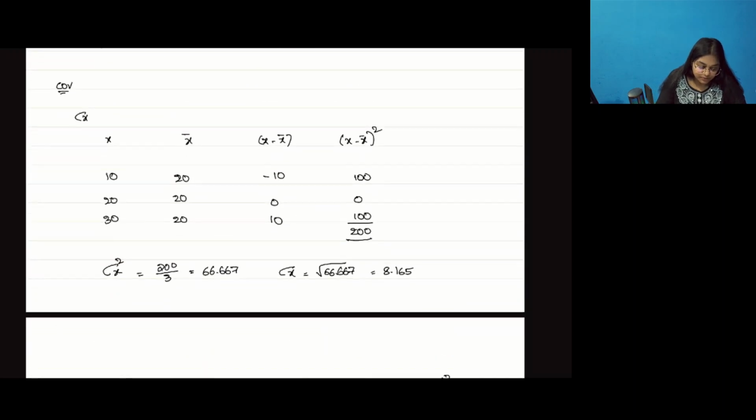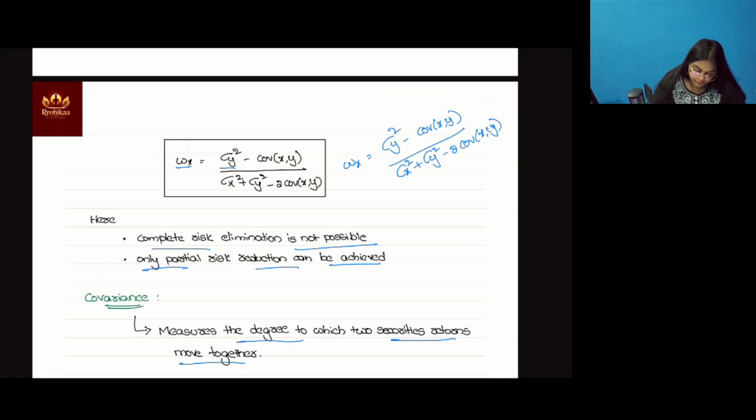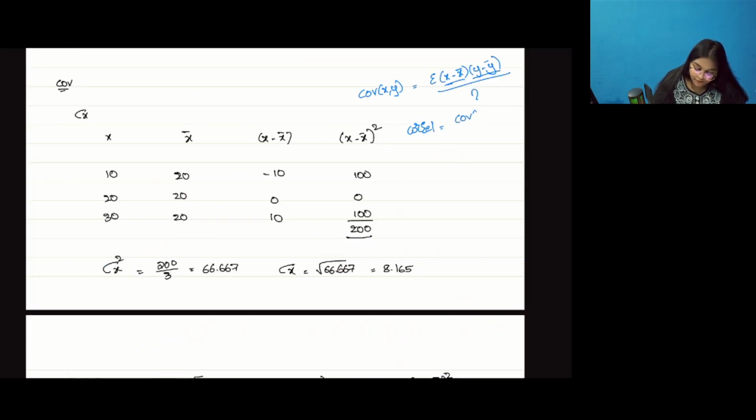So first, if we have to calculate covariance, the formula is covariance of x comma y equals sigma of (x minus x bar) into (y minus y bar) divided by n. So first, we have to get x minus x bar, y minus y bar, and the correlation coefficient formula is covariance of x comma y divided by sigma x sigma y.